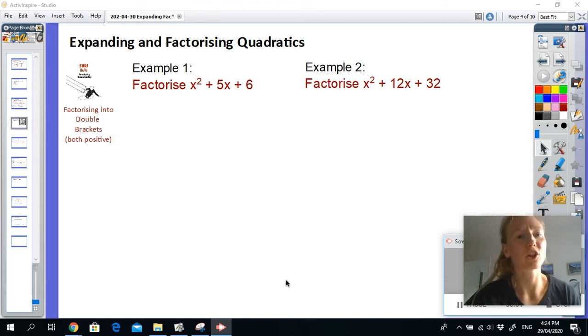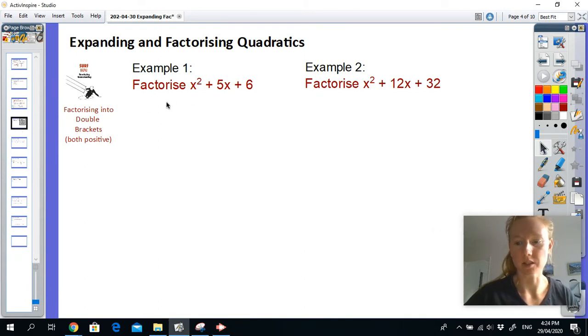Okay, so now we're going to look at factorising these quadratics. First of all, when both numbers we're going to need to look for in those brackets are positive. So we're going to start off with a couple of examples. You can copy these down to help you.